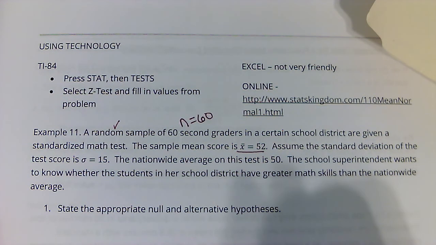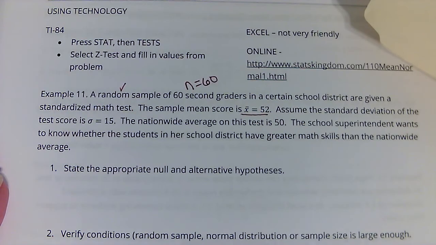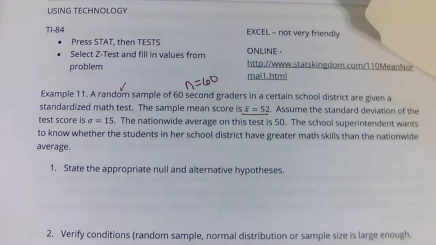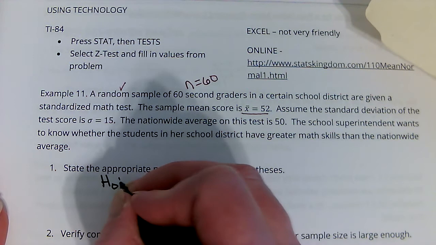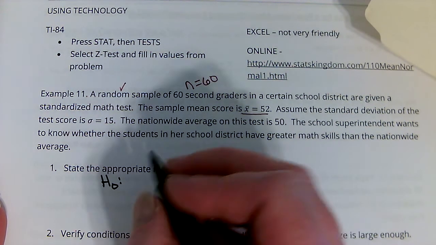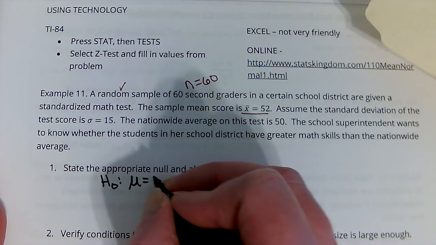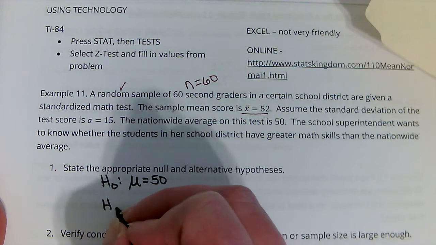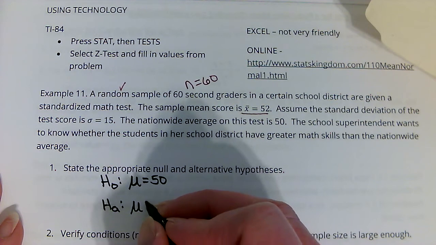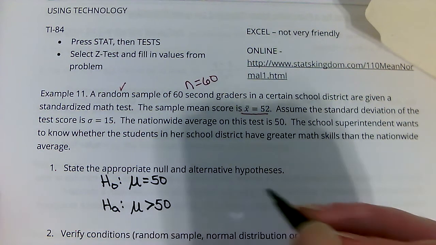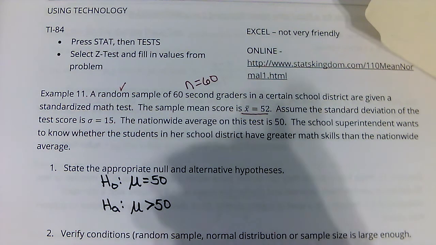The school superintendent wants to know whether the students in her school district have greater math skills than the nationwide average. So, remember, the null hypothesis is always the status quo, the average. So the null hypothesis would be that the average is still 50, that the mean is 50. The alternative is that the mean is greater than 50. She wants to know if her students have a greater math average than the population.